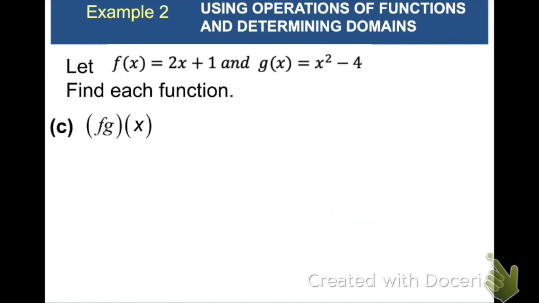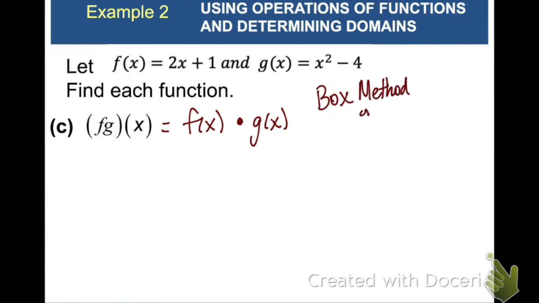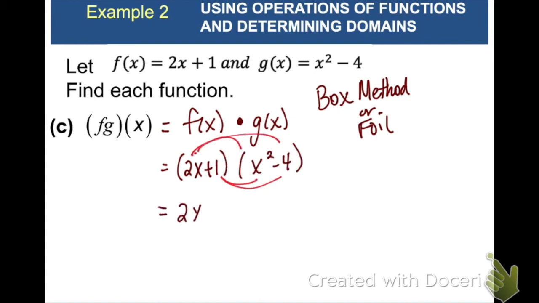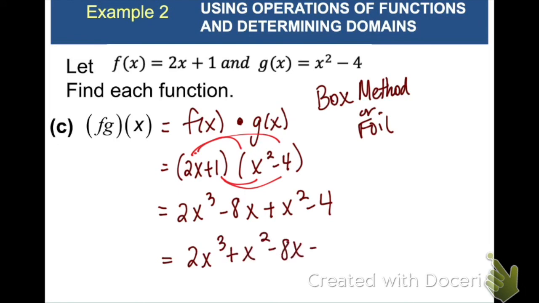Next, we're going to find the product by multiplying function f by function g. We can do this with either the box method or foiling. Make sure in the end that you write your answer in standard form.